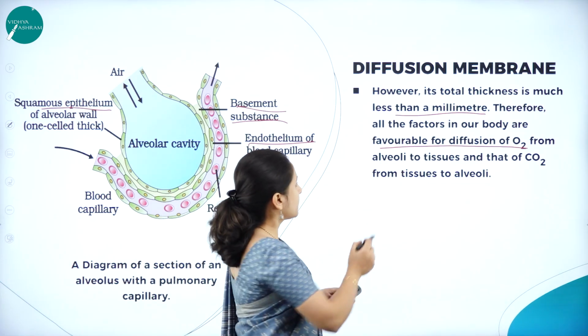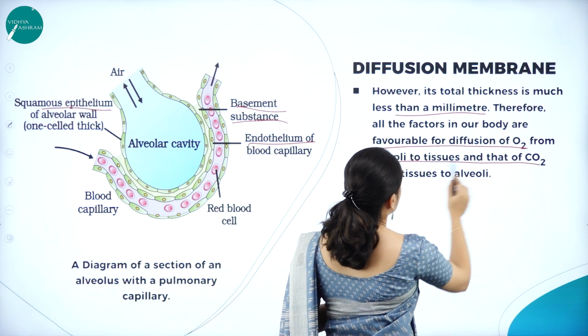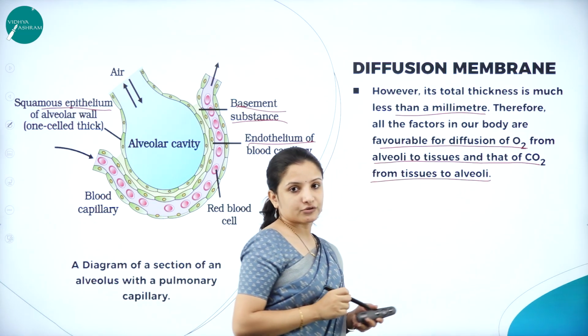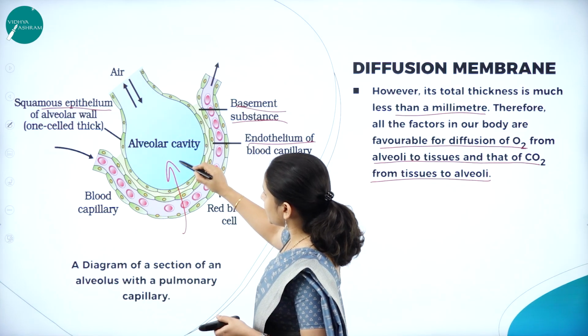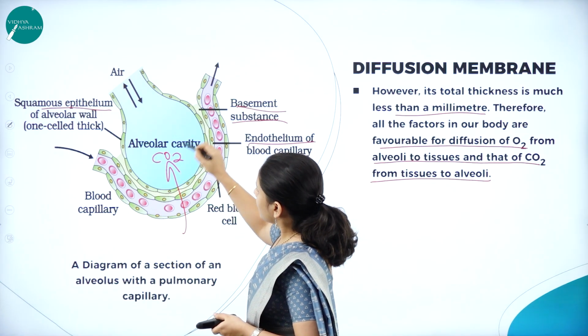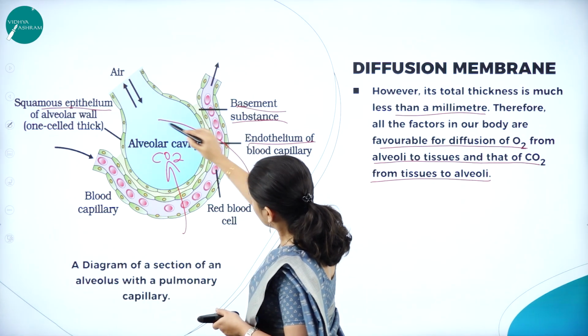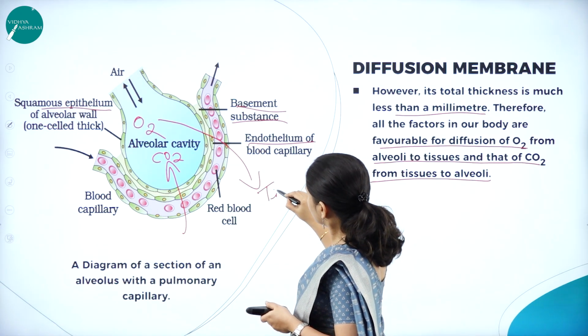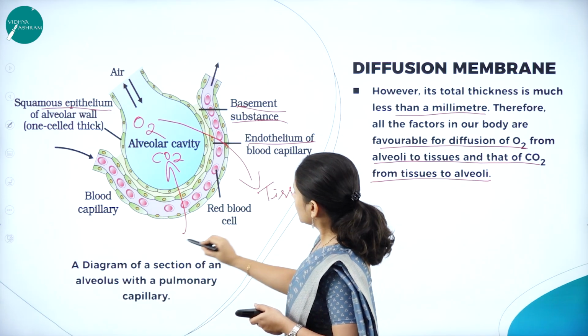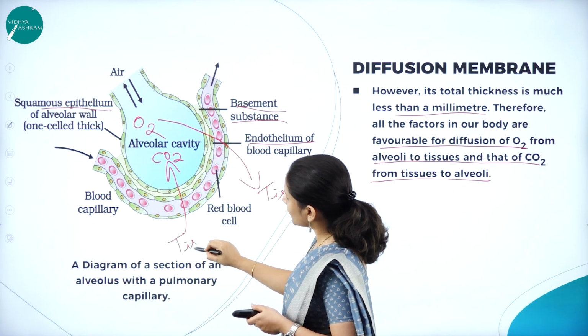That is the reason for the diffusion of oxygen from the alveoli to the tissues, and of carbon dioxide from the tissues to the alveoli. If the carbon dioxide has to move from the tissues into the alveoli, and the oxygen has to move from the alveoli into the tissues, both of them have to pass through a thin membrane.